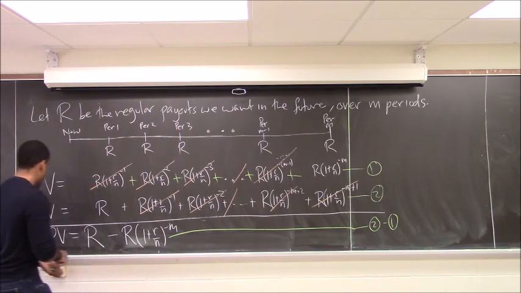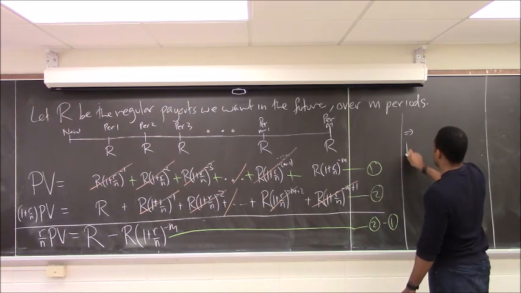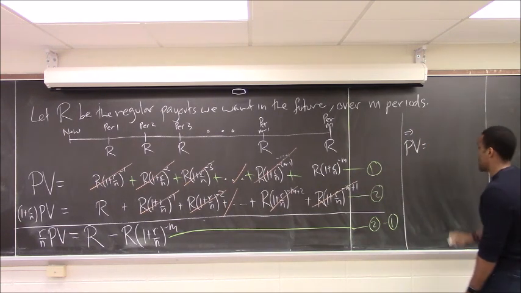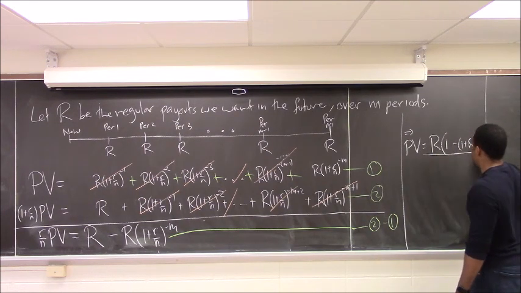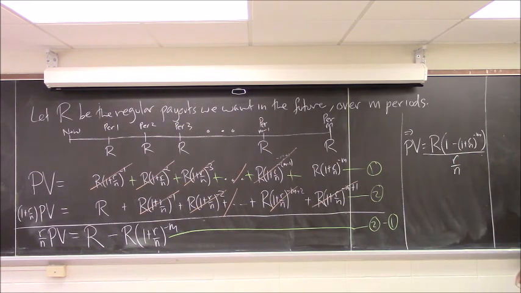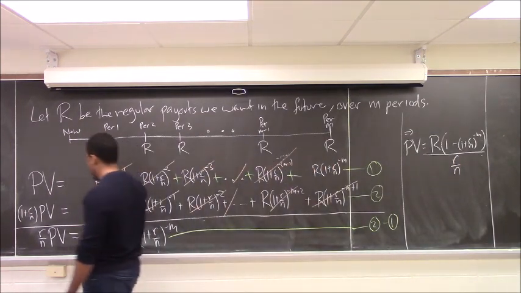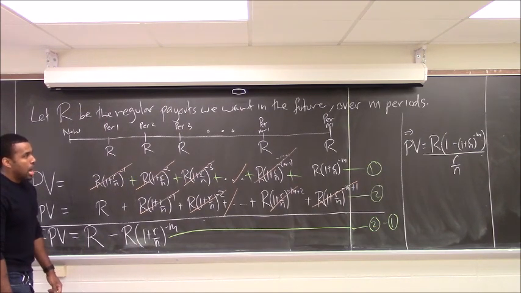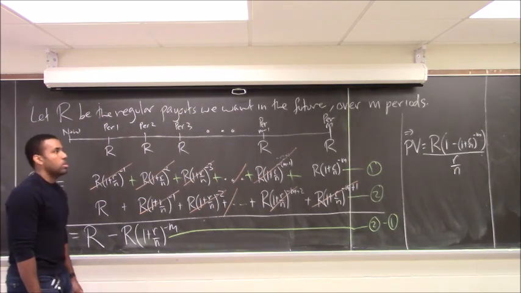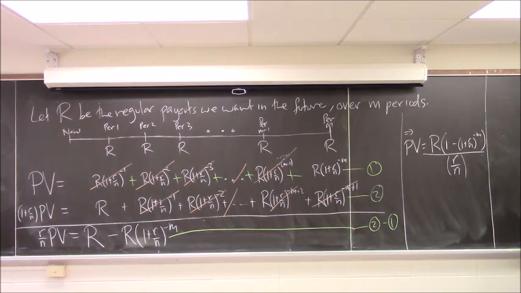And at this point I can simplify. I can solve for the PV. R is a common factor, I can factor it out. And I have that formula for the present value. So it's not like I want to know what I have to deposit monthly to build up to some large sum. I want to know what lump sum I have to deposit now to have payments in the future. And that's going to be the formula.